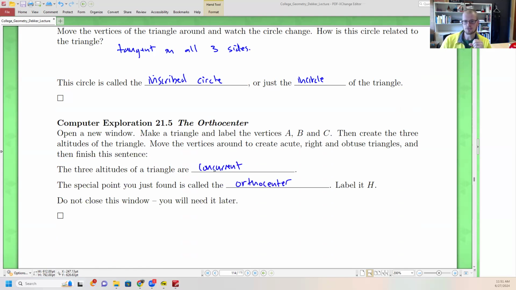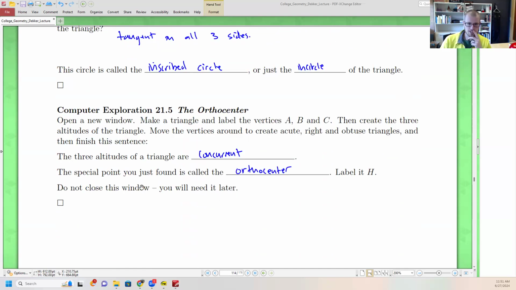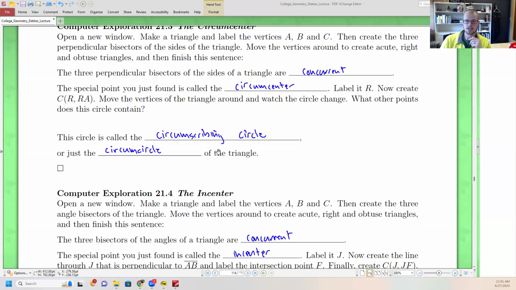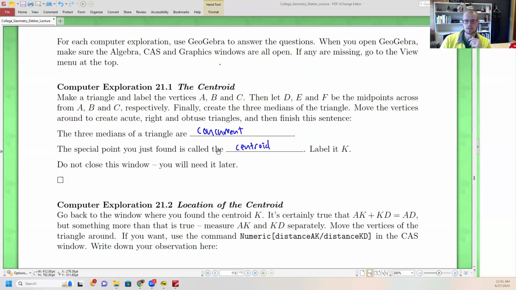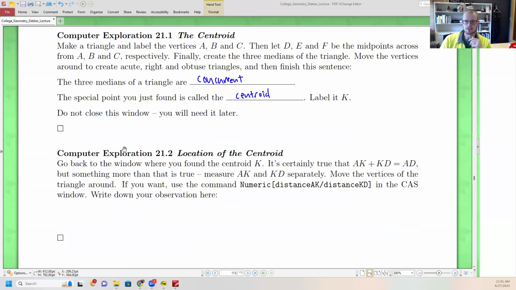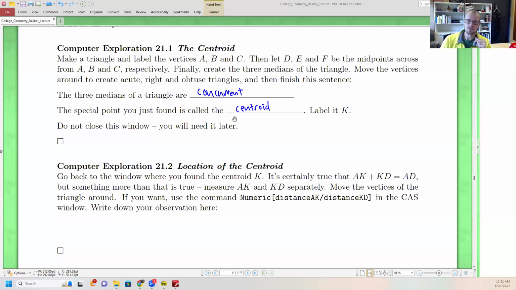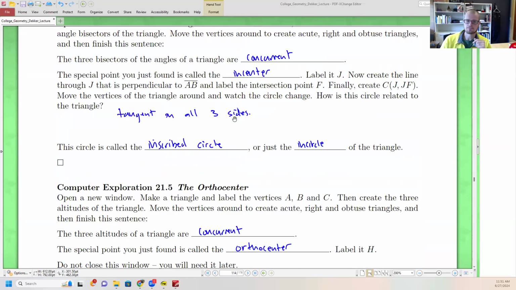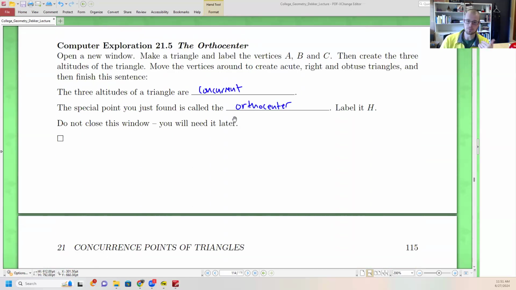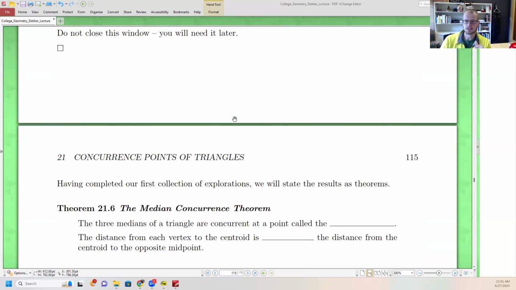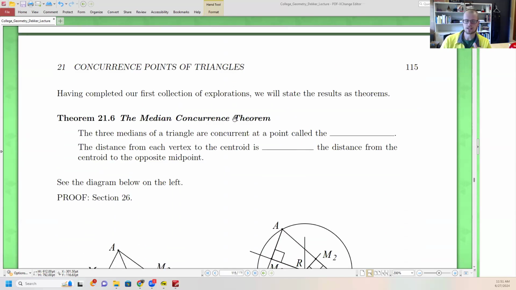The three altitudes are concurrent, no surprise on the name. Orthocenter is what it's called. Okay, excellent. Looks like you also need this one a little bit later. I think I mentioned to you guys that you need to keep the first one open, or hopefully you did, because that will be needed in a later activity or computer exploration. All right, so with all of those done, we can look at some theorems.